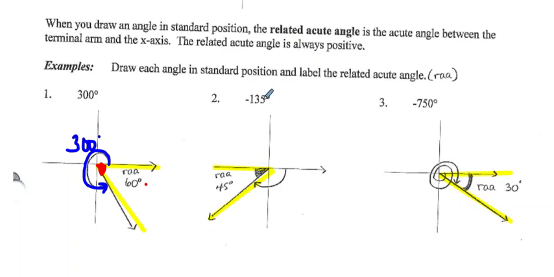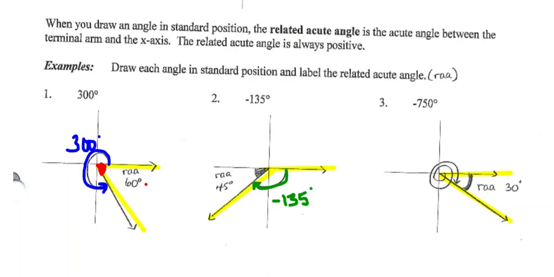In this one, we are looking at your initial arm being here, sorry, and the terminal arm being here. Now, it's a negative 135 degrees. So, negative 135, it's going to go clockwise. Okay, so it's this angle that we're looking at. That's negative 135. So it stops in the third quadrant.